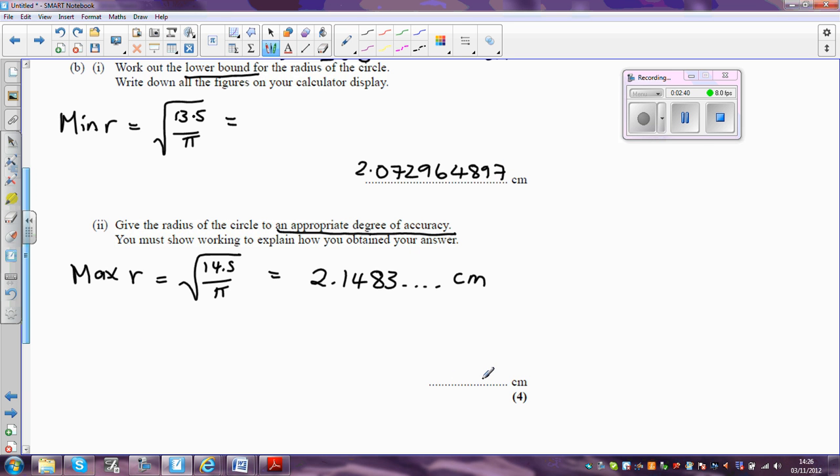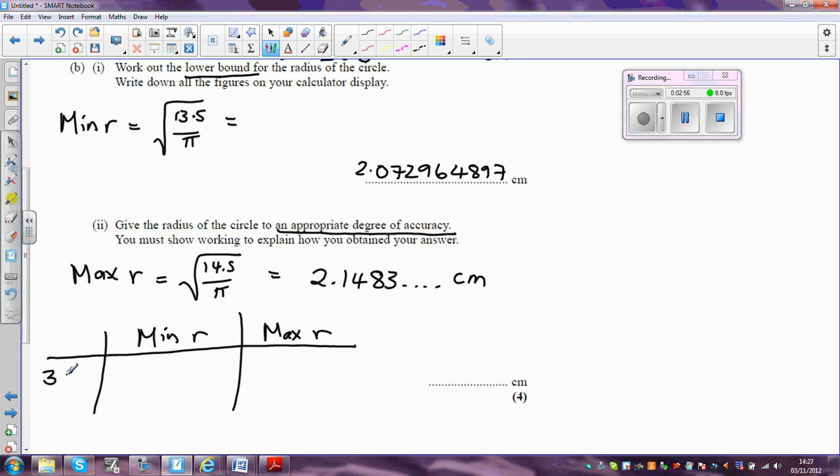What we're looking for here is a value that we can give the radius where we can be absolutely sure that the radius is correct. And I find the easiest way to do this is using a table. So I'm going to make a table with the minimum possible value of r and the maximum possible value of r, the radius. Let's start with rounding both to 3 decimal places. The minimum radius to 3 decimal places is 2.073, whereas the maximum radius to 3 decimal places is 2.148. So to 3 decimal places the radius is somewhere between these two values.